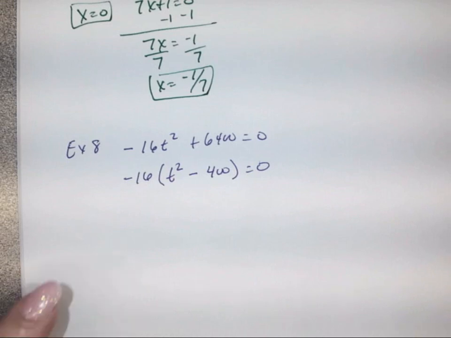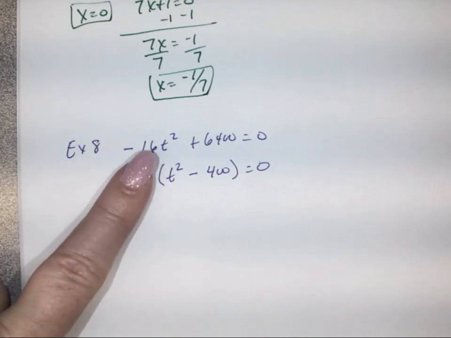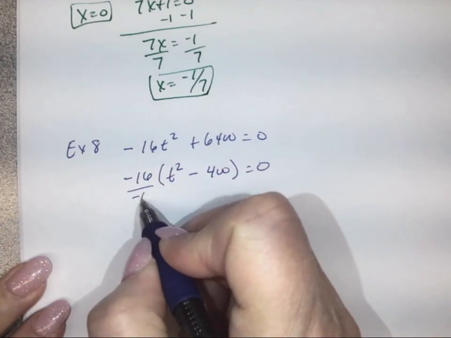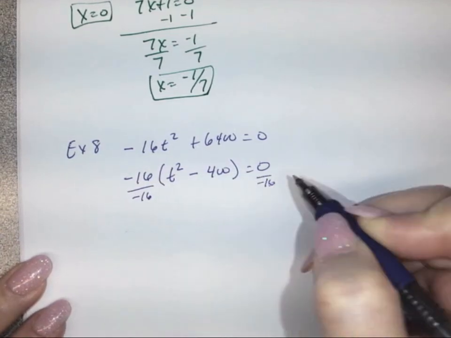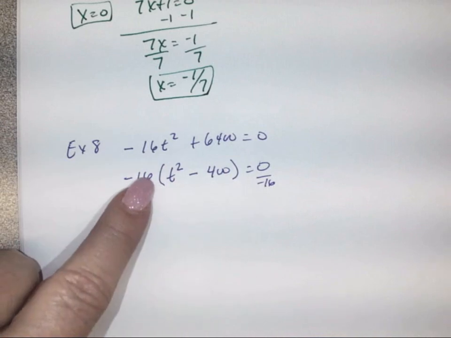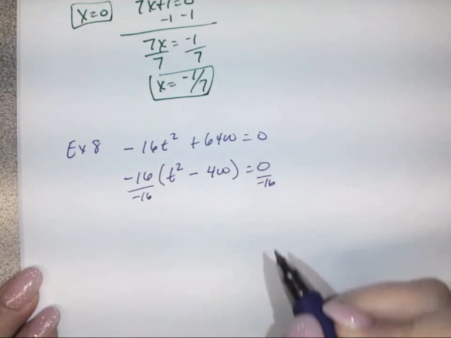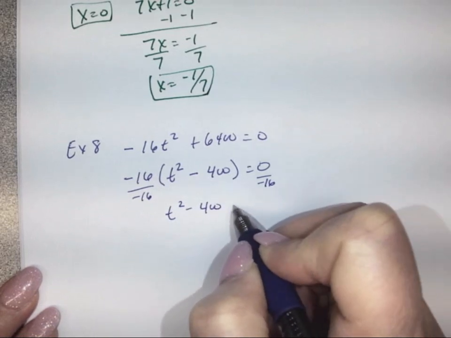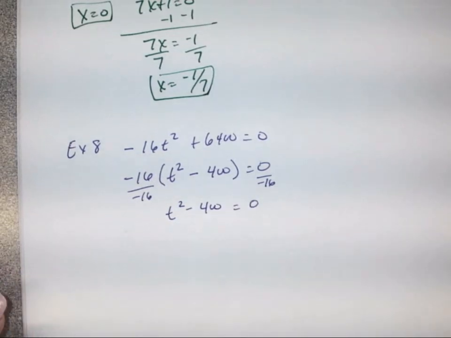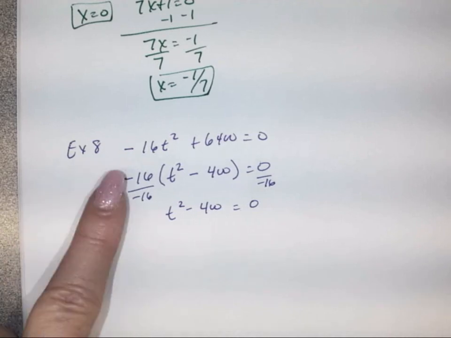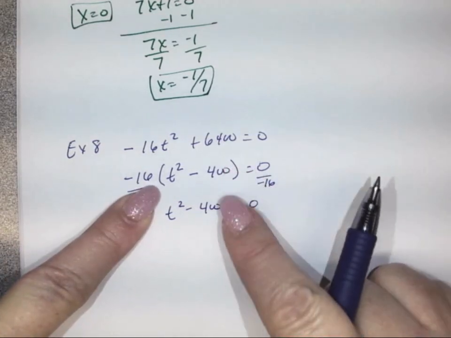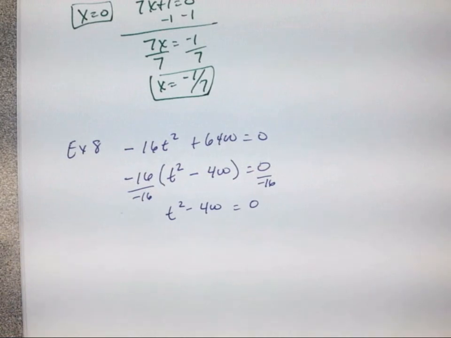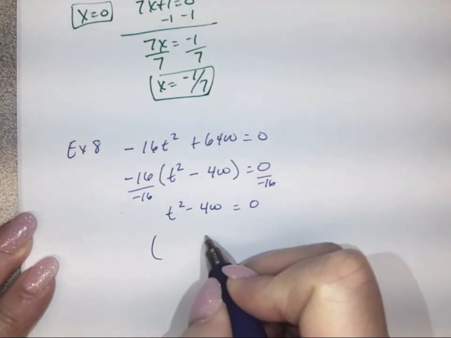Now, that negative 16 doesn't have any play in what we're doing. We could divide both sides by that, and you can do that if you want to, or you can just ignore it because it doesn't have a variable on it. If I divide both sides by that, I still end up with t squared minus 400 is equal to 0. So if you don't do that part, because you're just looking to solve for the variable, you can go to the spot here. Now this is the difference of squares.